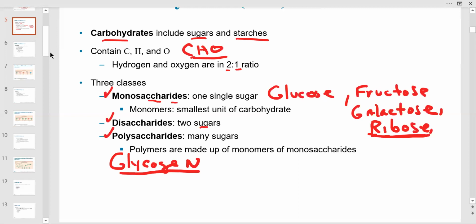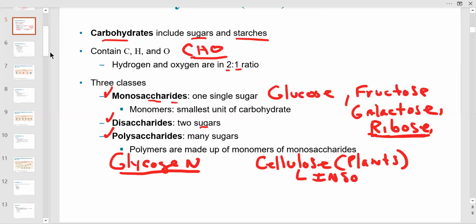Now in plants, it's called cellulose. Cellulose, remember, that's a polysaccharide in plants. And this is insoluble. This is our dietary fiber. We can't break this down. We eat this for fiber. Can't bust it up. We don't have the enzymes to do that. So there we go.